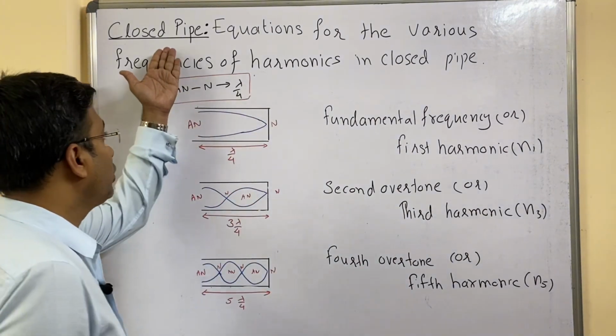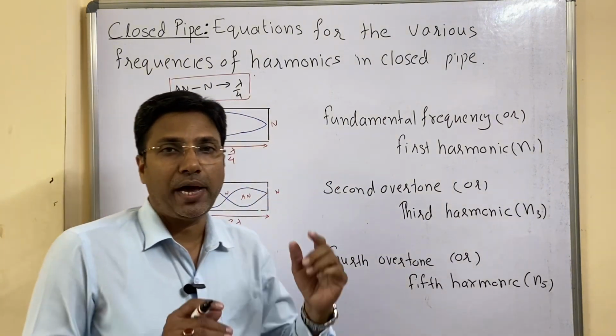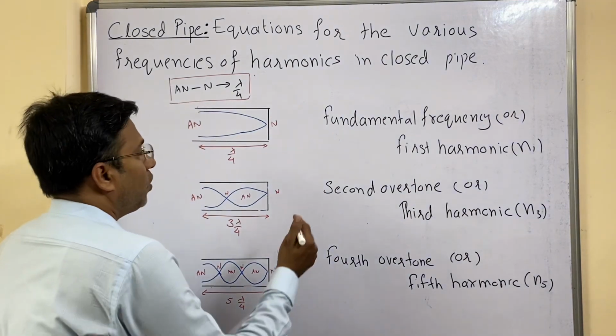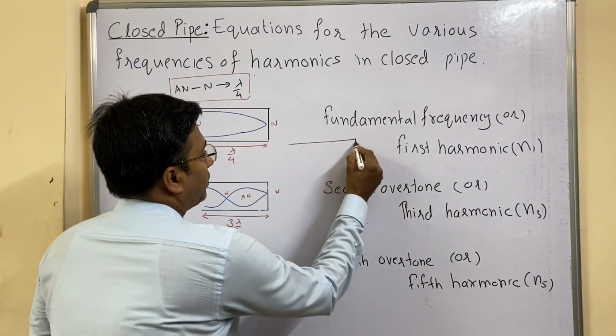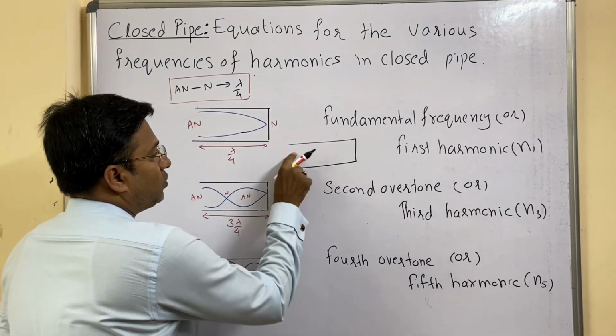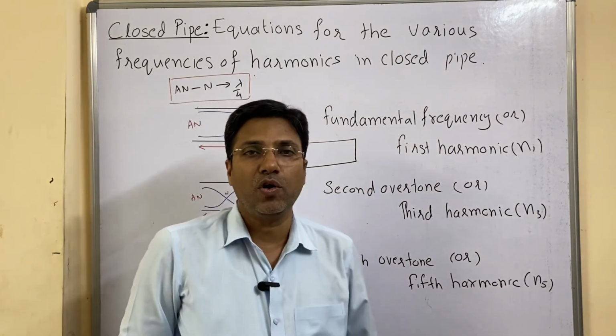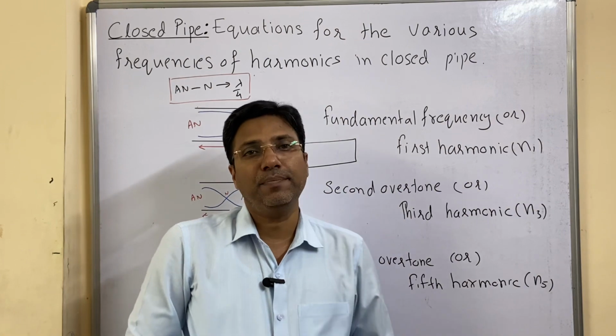What is the meaning of closed pipe? Closed pipe means a pipe which is open from one end and closed at the other end. That pipe is called a closed pipe. So, for example, one side is open and the other end is closed. Such a pipe is called a closed pipe. Let us see the basics.